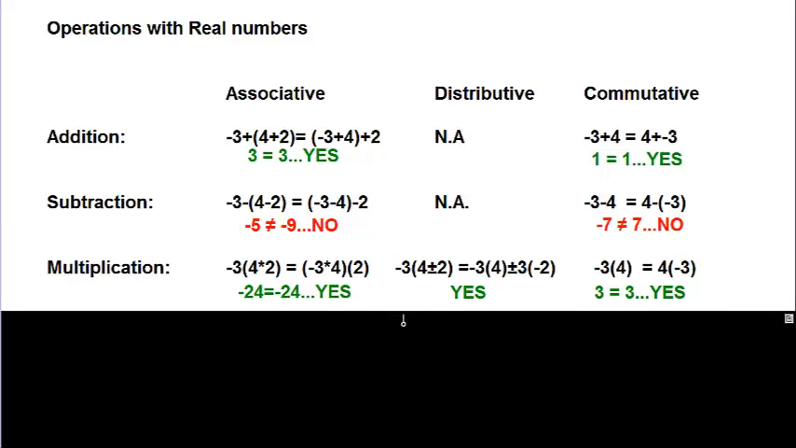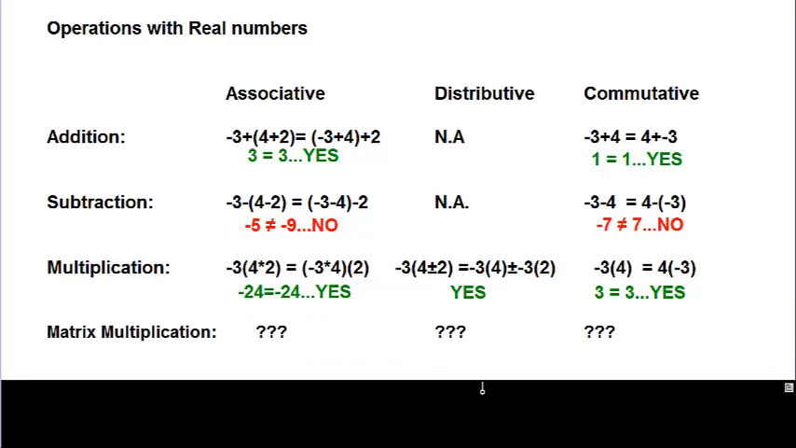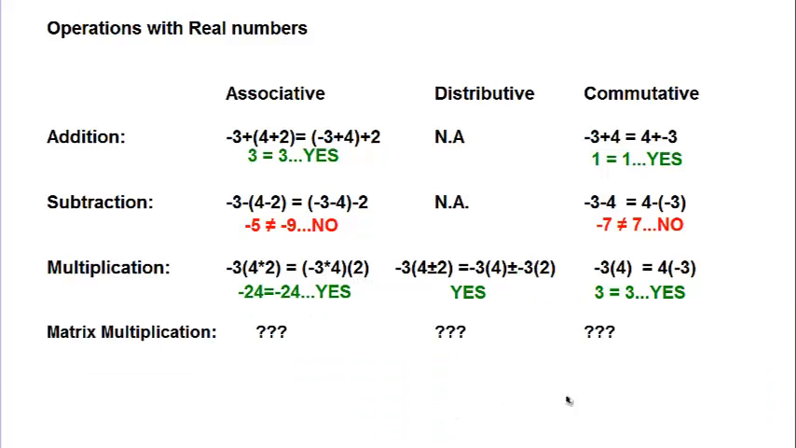Multiplication, on the other hand, is a special operation that is associative, distributive, and commutative. Negative 3 times the quantity 4 times 2 is the same as the quantity negative 3 times 4, times 2. Multiplication is distributive. Negative 3 times the quantity 4 plus or minus 2 is the same as negative 3 times 4 plus or minus, depending on which one it is, negative 3 times 2. Finally, multiplication is commutative. Negative 3 times 4 is the same as 4 times negative 3.